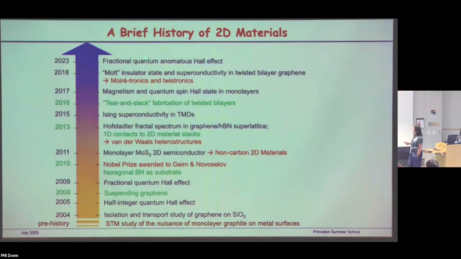And in 2023, there was the first discovery of the fractional quantum anomalous Hall effect, where you see the fractional quantum Hall effect but at zero magnetic field. This was in twisted bilayer MoTe2 by Xiaodong Xu's group at the University of Washington, and very quickly followed by the same phenomenon seen by Long Ju's group in pentalayer rhombohedral stacked graphene. Okay, so that's a very brief history of 2D materials. I think there are many exciting developments.